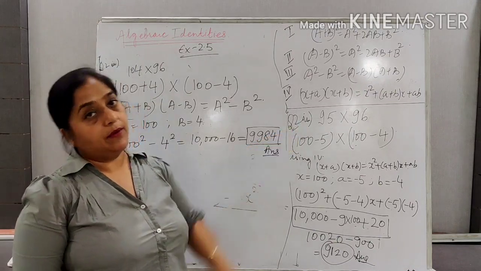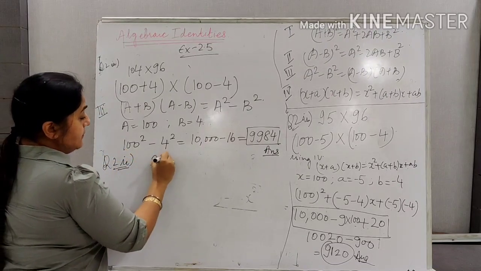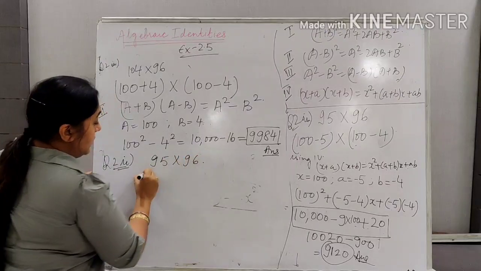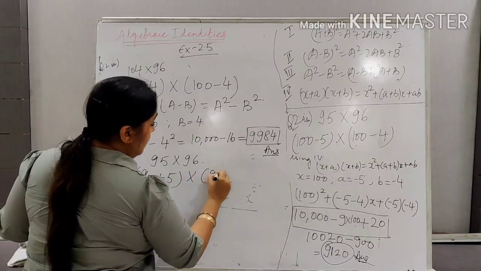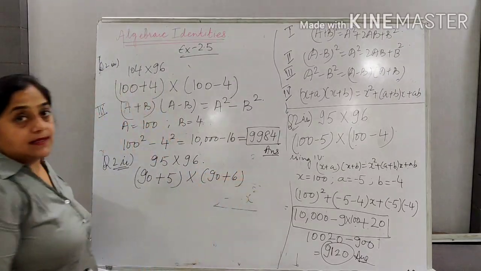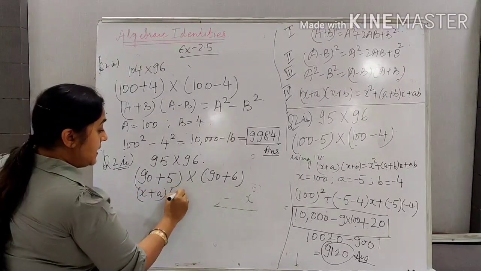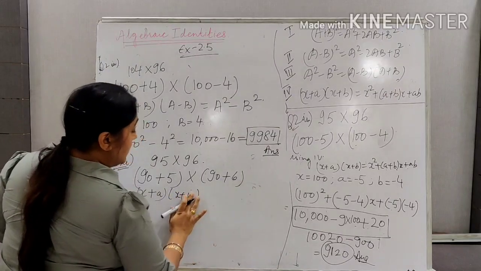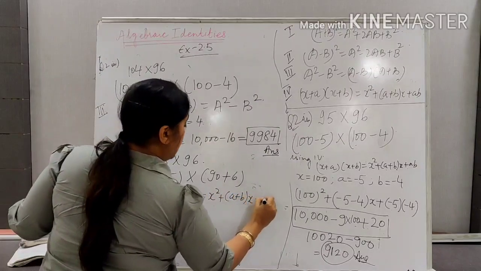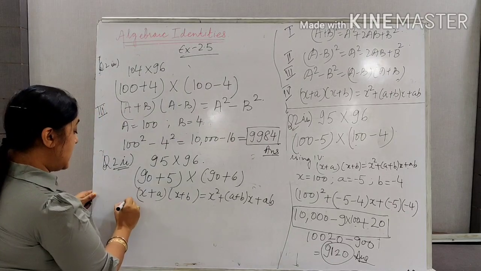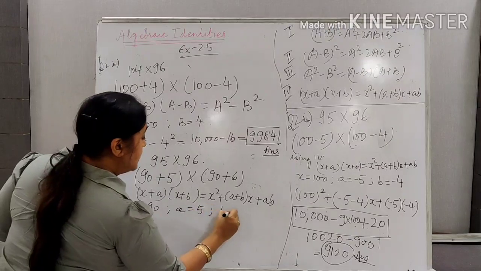Now, let us talk about question number 2, second part. In another way we can do it. It is 95 into 96. You can write it as 90 plus 5 and 90 plus 6. You check it out, here also you will get the same answer. So this is the same as x plus a into x plus b. So what do you get? X square plus a plus b into x plus ab. Right? So what is x here? X is 90, a is 5 and b is 6.